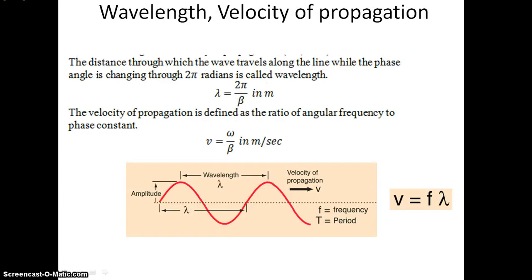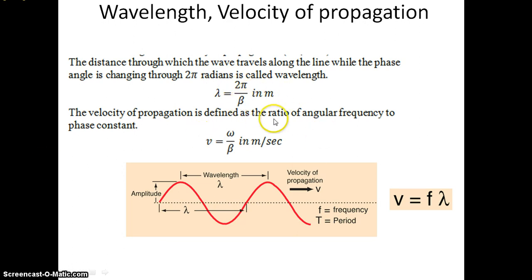So coming to the wavelength and velocity of propagation, this is called the wavelength. It is the distance through which the wave travels along the line while the phase angle changes through 2 pi radians, that is, one complete cycle. This distance is called lambda, or wavelength, which is given by 2 pi by beta. The unit is meter.